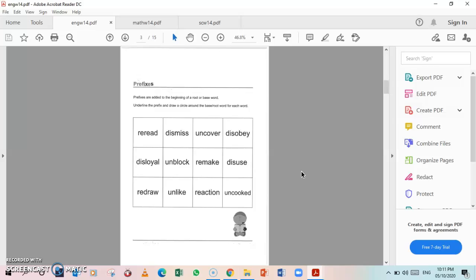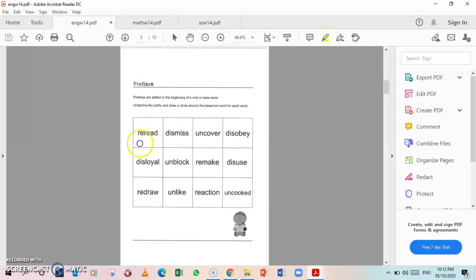For today's English activity, year ones, we are looking at prefixes and root words. Okay, so year ones, a root word is a word that can stand on its own. It will make sense if you read it on its own. A prefix on the other hand can't. So for this activity, all you have to do is underline the prefix and draw a circle around the base or the root word for each word.